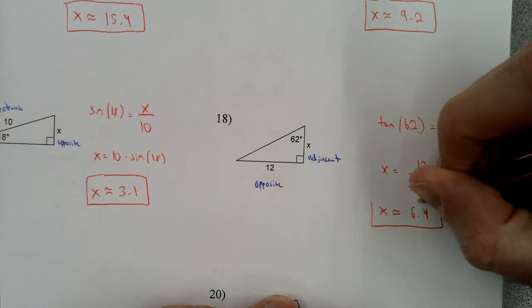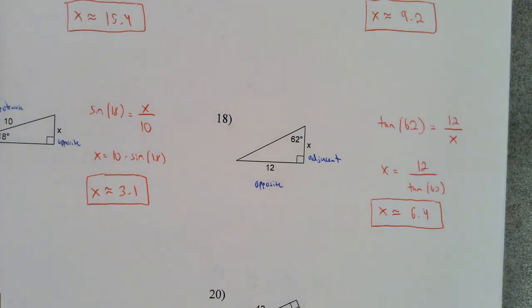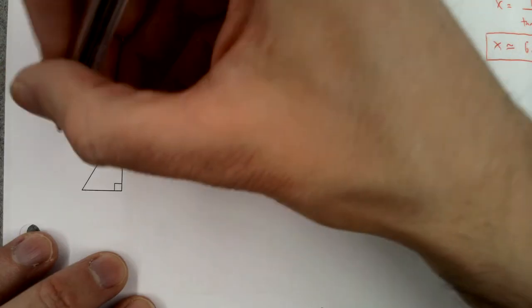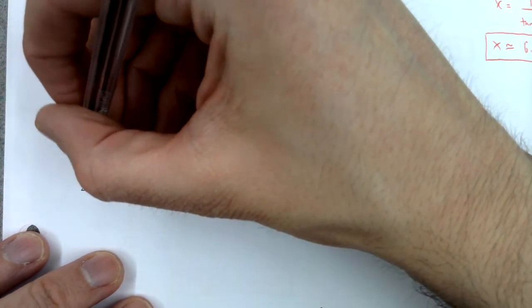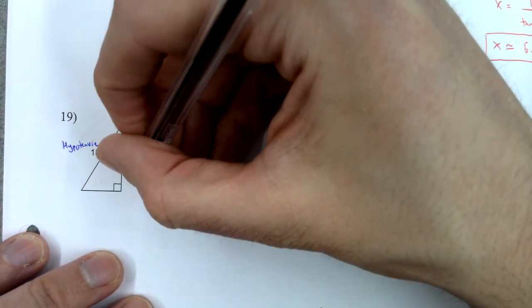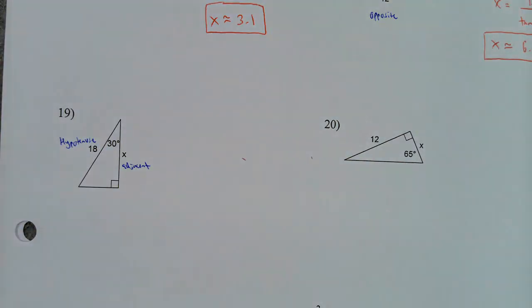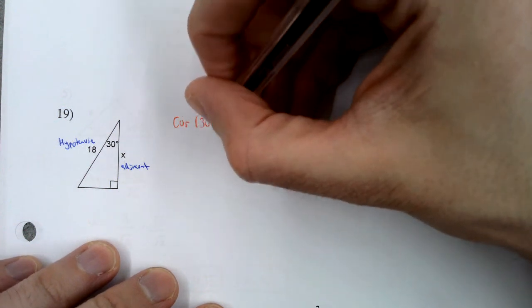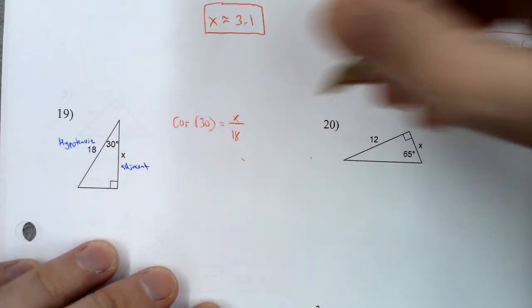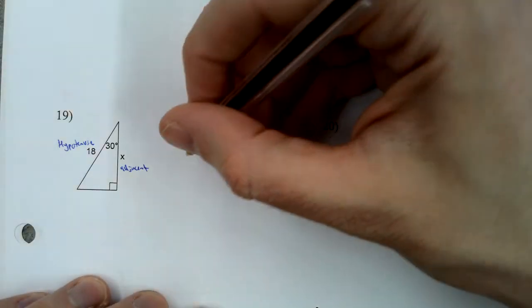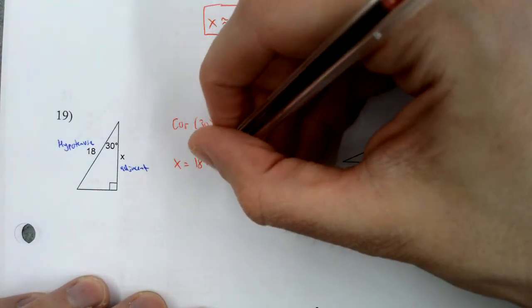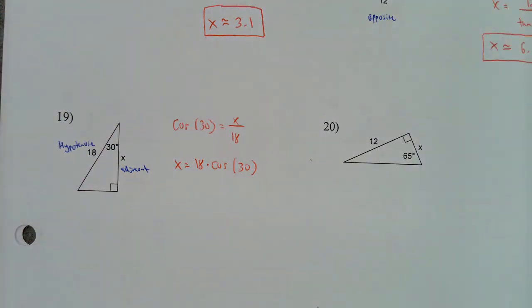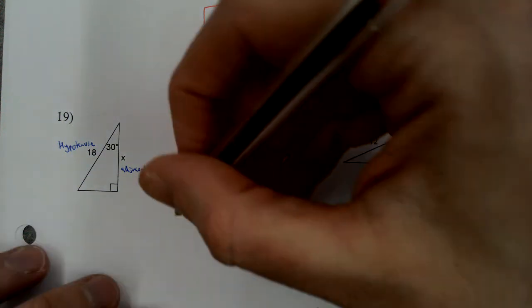Two more. Number 19 is going to be adjacent and hypotenuse. So it'll be cosine. Cosine of 30 equals x over 18. So x equals 18 times cosine 30. 15.6.